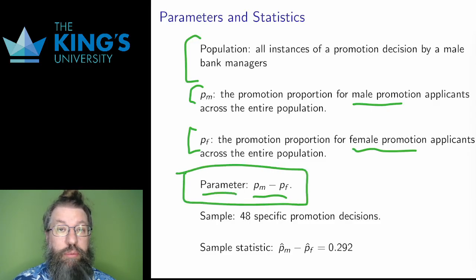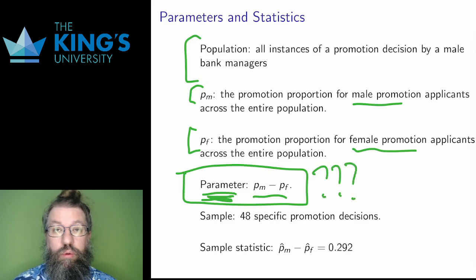This is a parameter. Again, recall the definition. A parameter is a fact about the entire population. Parameters are unknown. The study did not, in fact, look at every possible promotion decision for every possible male bank manager everywhere. It only looked at 48 decisions, a tiny fraction of the whole. Statistics is about trying to say something about the unknown parameter using the partial information of the study.